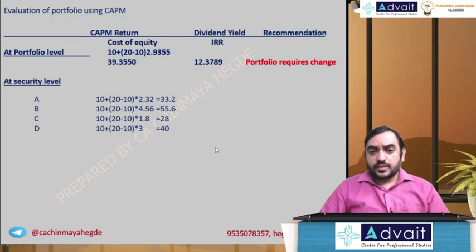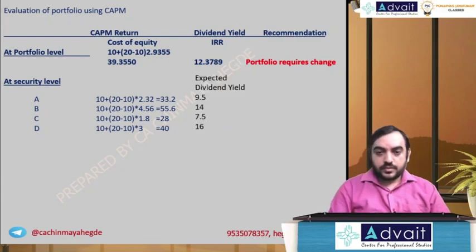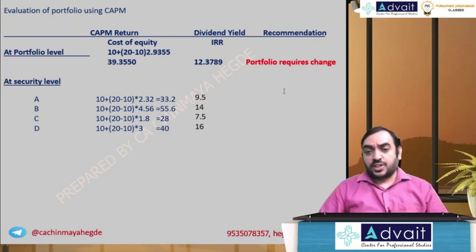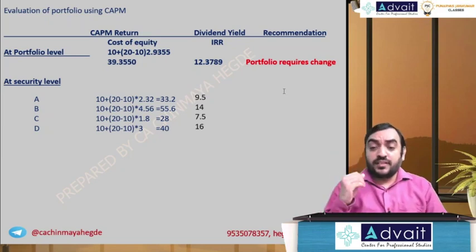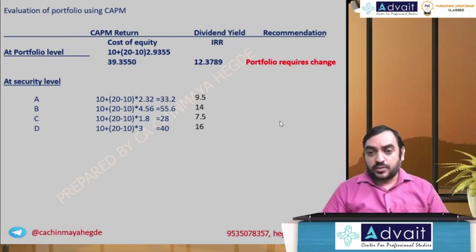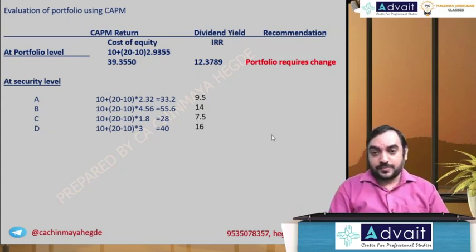And what is the dividend yield of these? You already have it. 9.5, 14 and all. So let's do a recommendation. What do you think is the first situation? 33.2 it was supposed to generate, but in the second situation, you're having only dividend yield 9.5. Is the risk justified? Obviously not. So we should say that it is not justified. Our recommendation is to sell or exit.